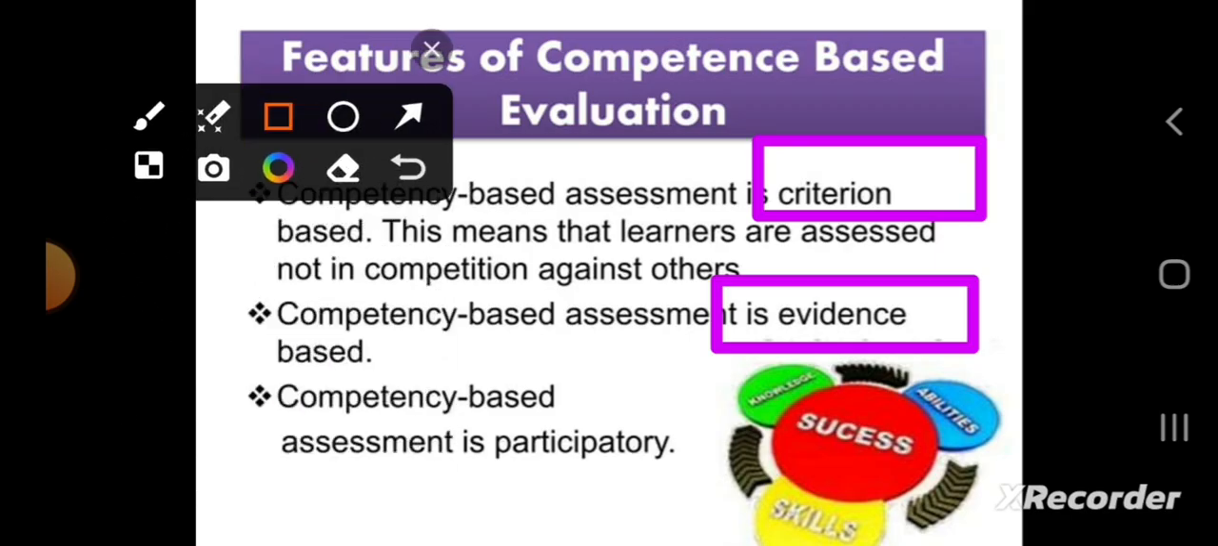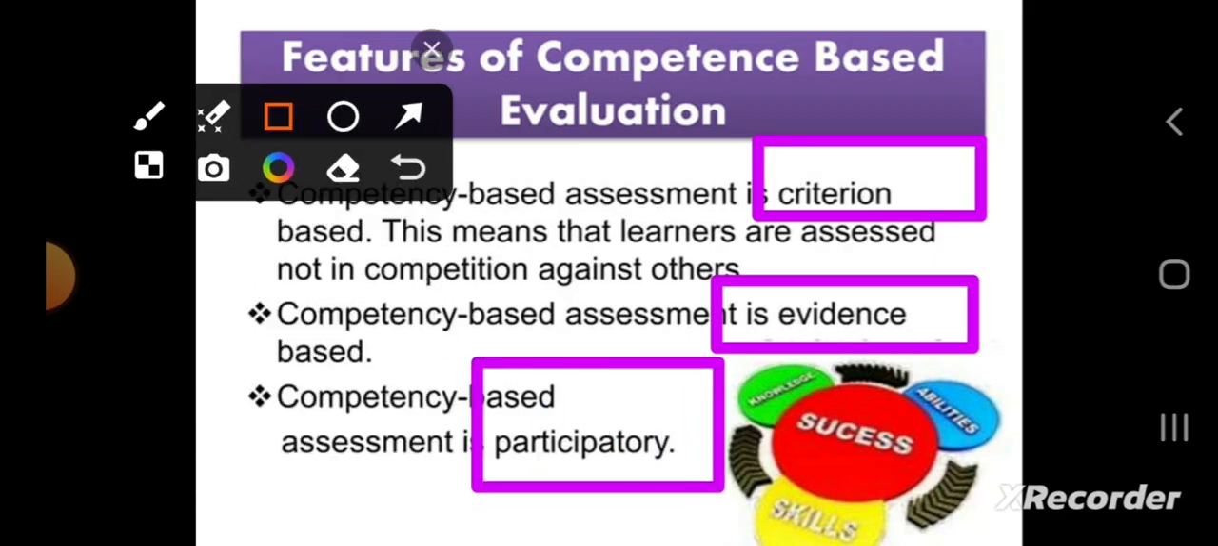Next, participatory assessment. Competency-based evaluation encourages active participation from learners in the assessment process. This may involve self-assessment, peer assessment, and feedback mechanisms, allowing learners to take ownership of their learning and progress. It fosters a collaborative learning environment.